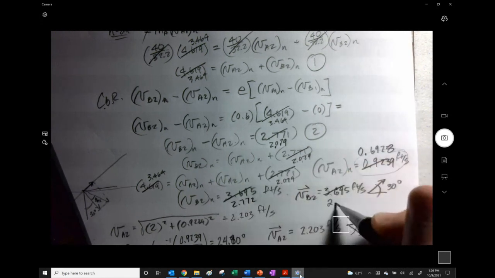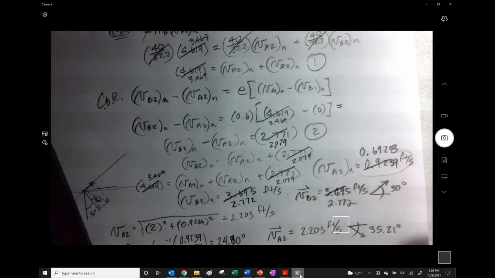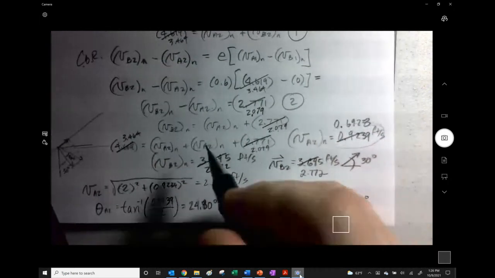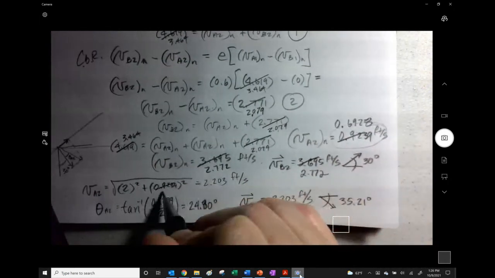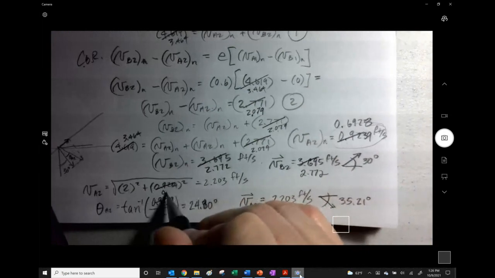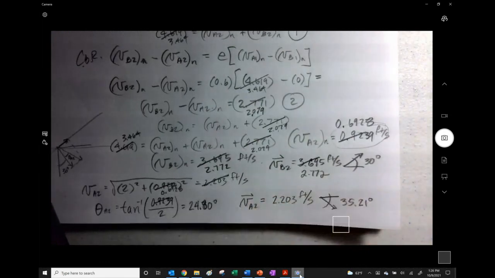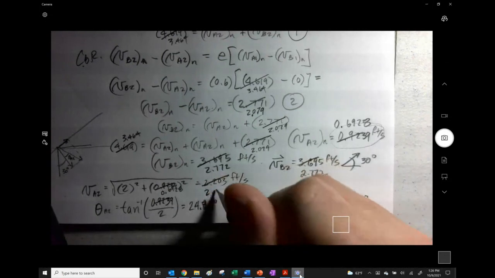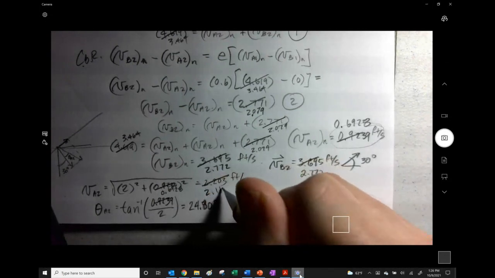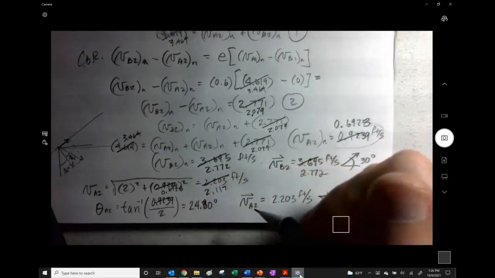So this should be 2.772, and this should be 0.6928. So that should be 0.6928 squared. So we get 2.117.